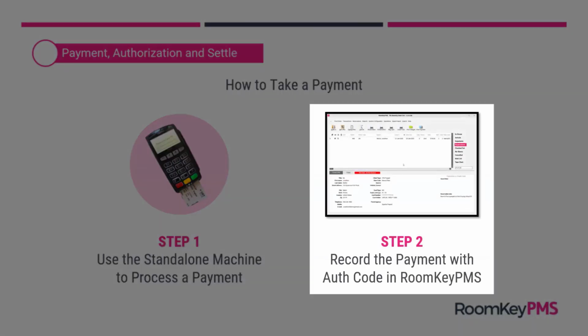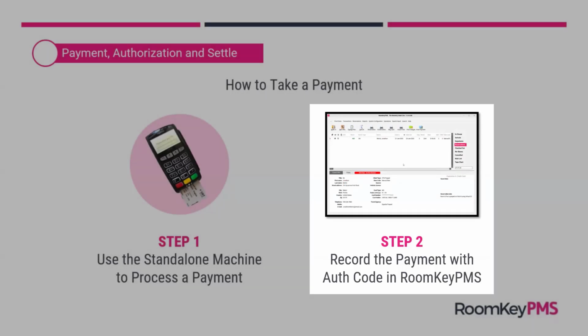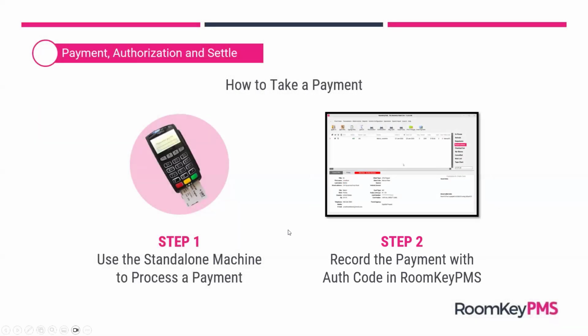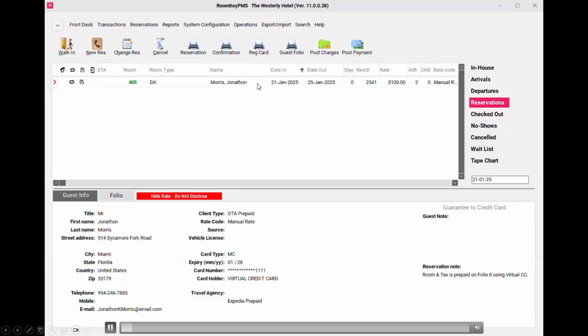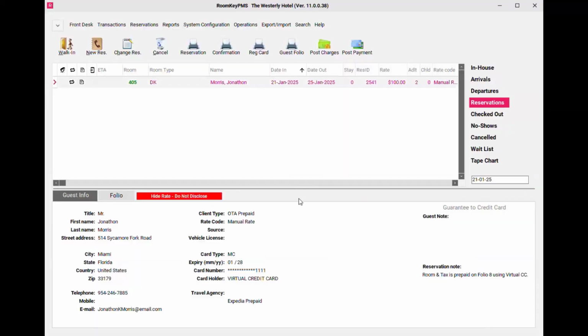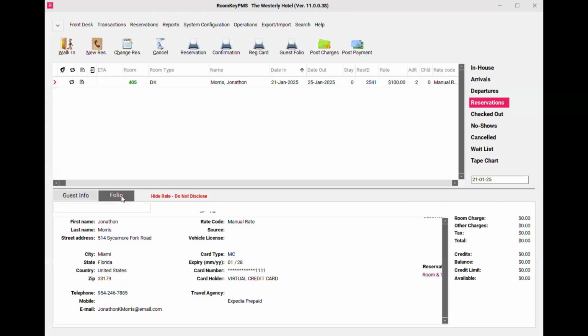In Roomkey, the next step is to record that payment with the auth code or approval code directly in Roomkey. So I have a little video that'll show us how to do this. In this example, the guest has a prepaid reservation. You can see here in the reservation note, room and tax is prepaid on Folio 8 using the virtual credit card. So you'll use that virtual credit card with the credit card processor.